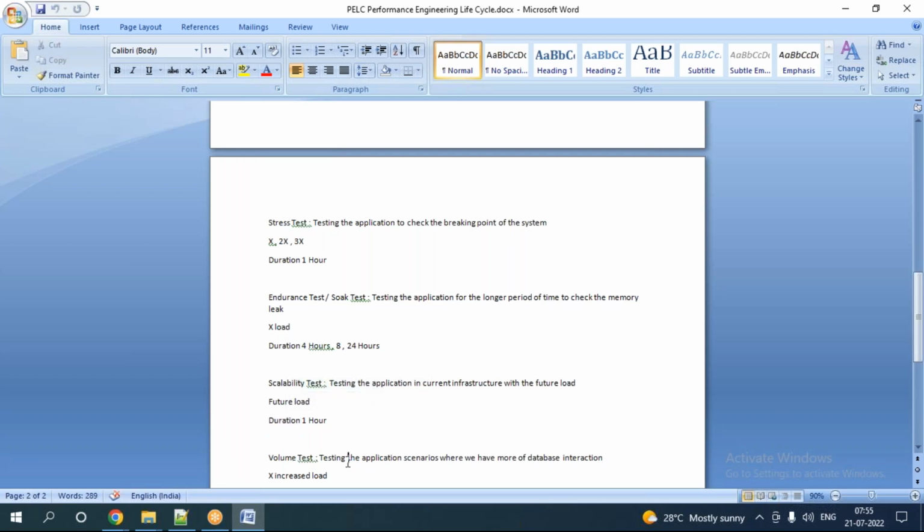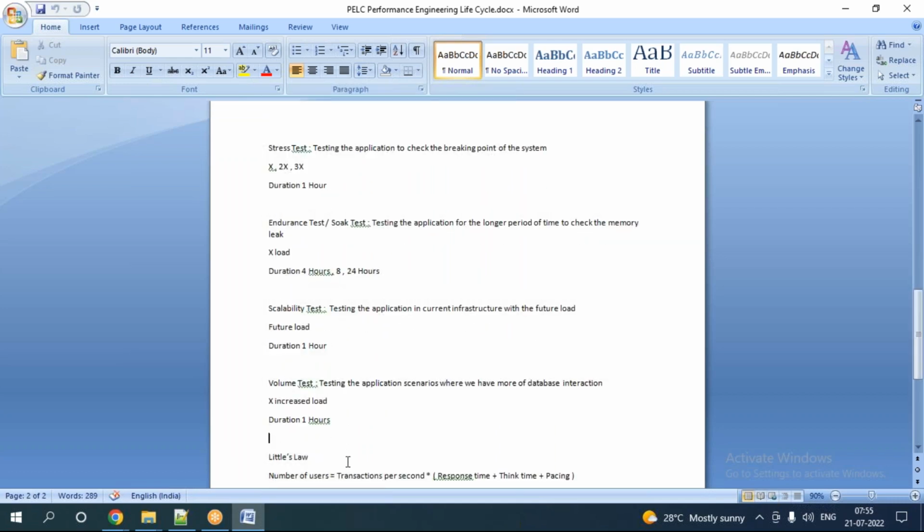And then the next type is your volume test. From the name itself, it is clearly evident. It is testing the scenarios where you have more database interactions, where you have more reads, more writes, more updates, more deletes, whatever maximum interaction you are doing with the database. That test is called a volume test. So for volume testing, you need to test the scenarios where you have more database interaction.